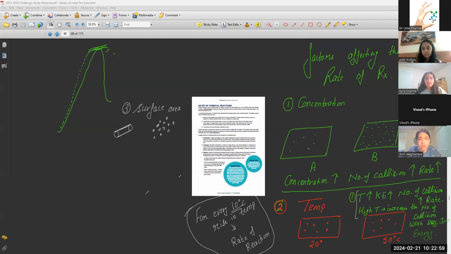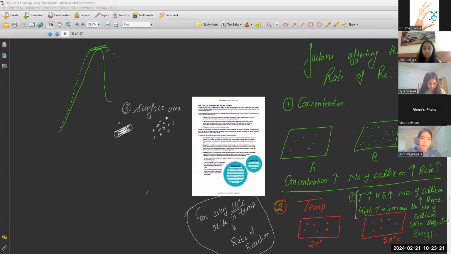The smaller pieces of wood, because there is more surface area. Why? I cannot see more surface area in this small piece. Like here, this is the big piece, right? In the big piece, oxygen gas collision is needed.